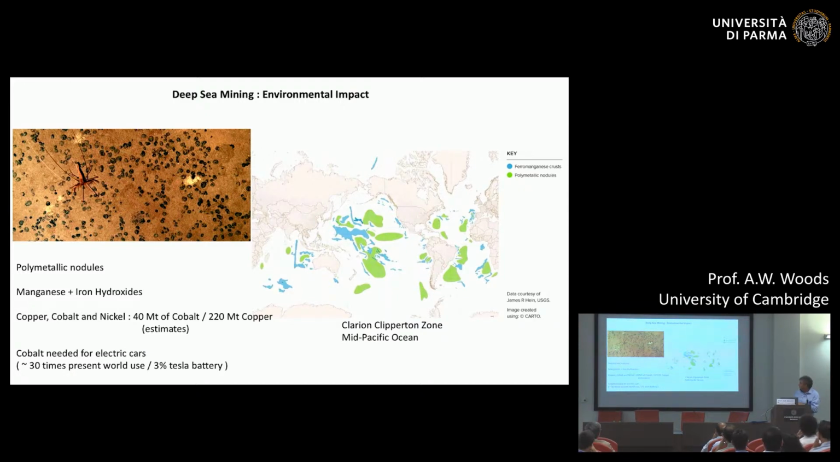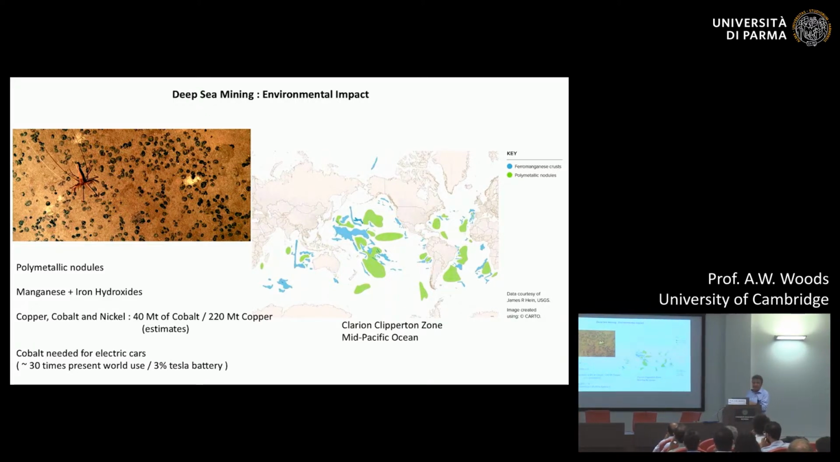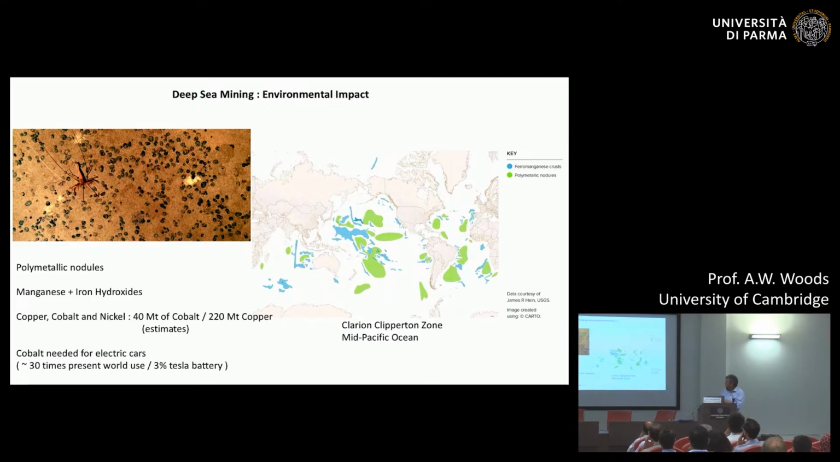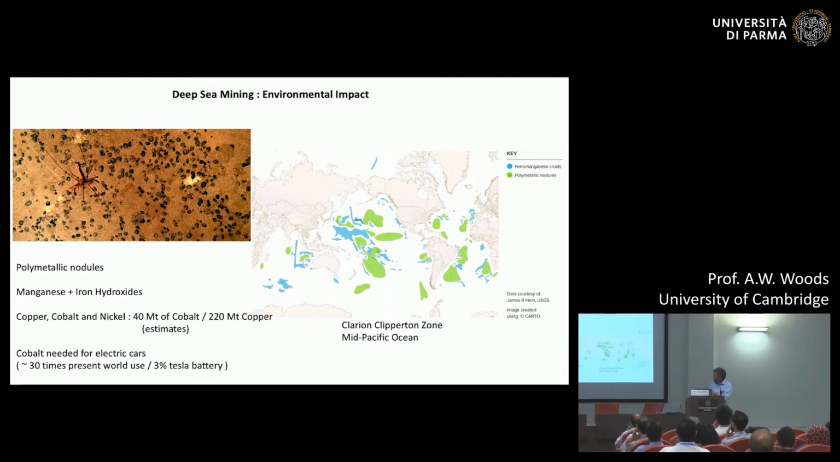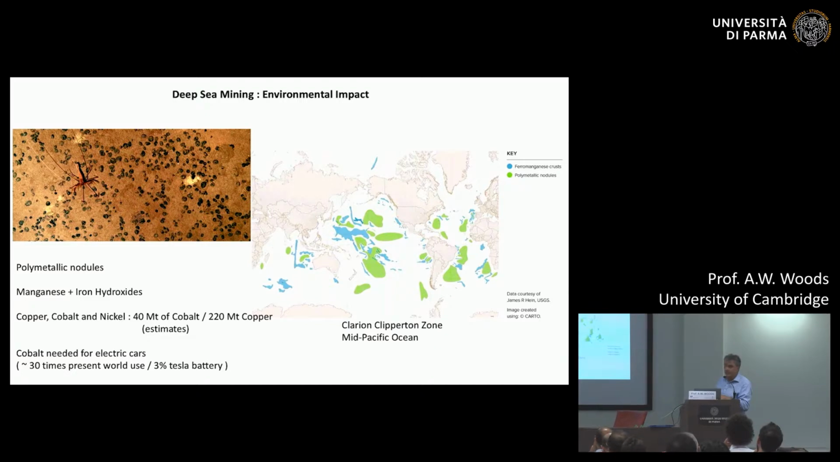So this is a map of the world, and here's the Pacific Ocean. And on this region, we can see a series of zones in green and blue, which are showing some of the areas where there are what are called polymetallic nodules. And these are tennis ball sized particles on the seafloor, these little particles down here, and they contain a number of precious metals which can be used to help the battery industry.